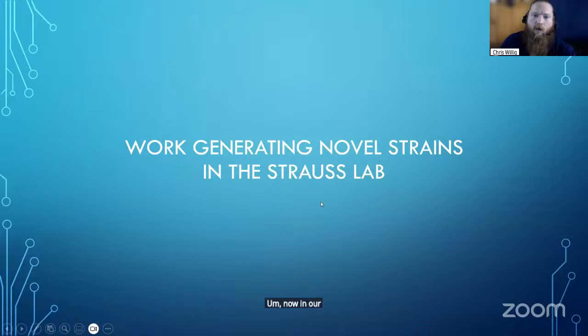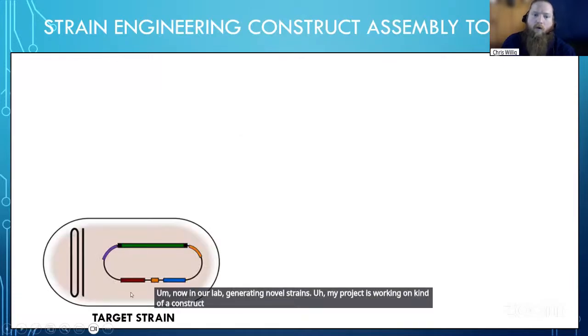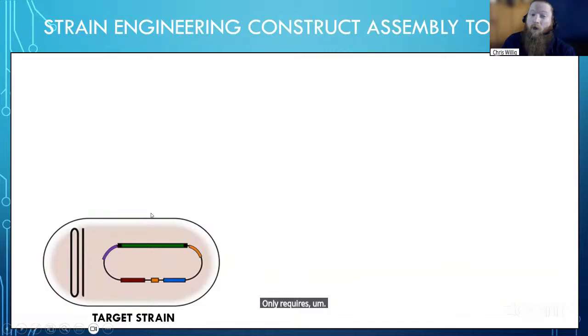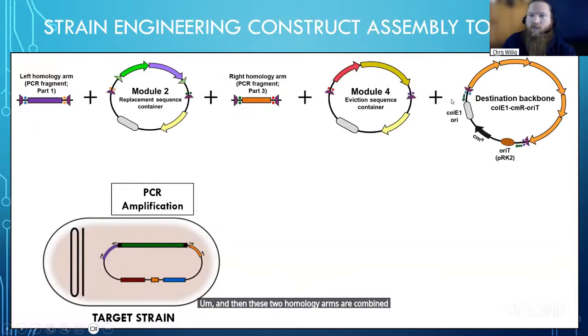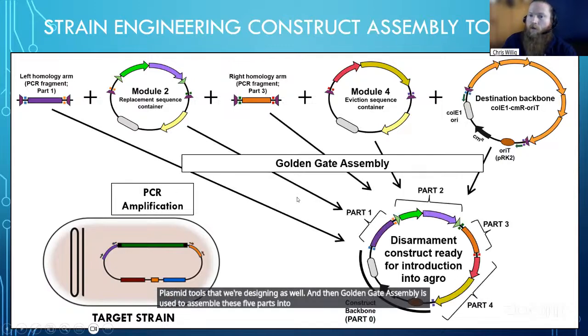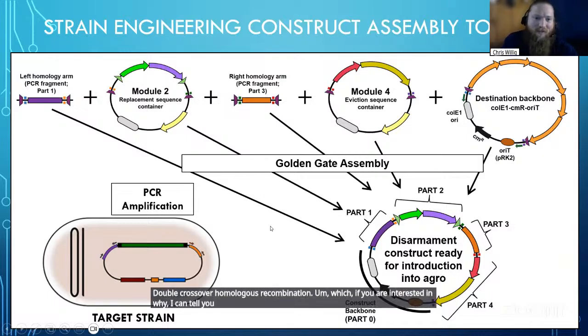Now in our lab, generating novel strains, my project is working on a construct assembly system that only requires inputting homology arms from a target strain, which are amplified by PCR. These two homology arms are combined with pre-existing plasmid tools that we're also designing. Then Golden Gate assembly is used to assemble these 5 parts into a construct that is ready to introduce into Agrobacterium. This is based on the more old school method, double crossover homologous recombination, and if you are interested in why, I can tell you more about the details.